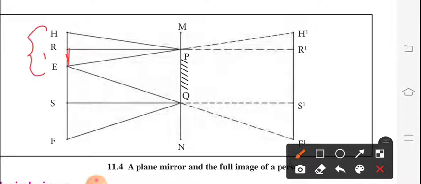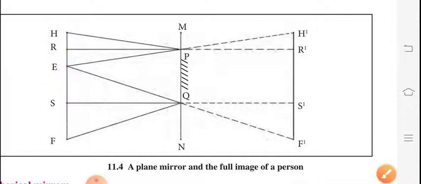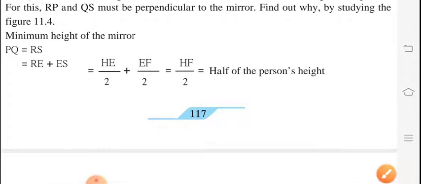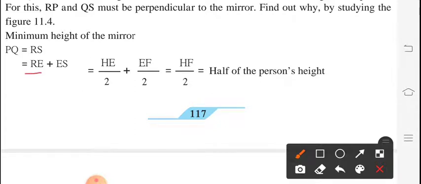Overall distance will be 2. Means RE is exactly half of HE. So we can write instead of RE, HE upon 2. So here you can observe that instead of RE we are writing over here HE upon 2.